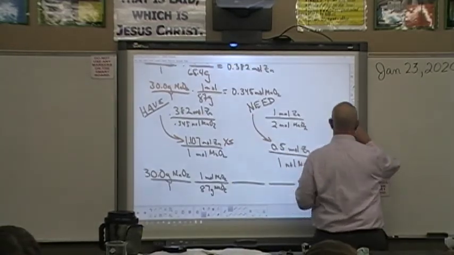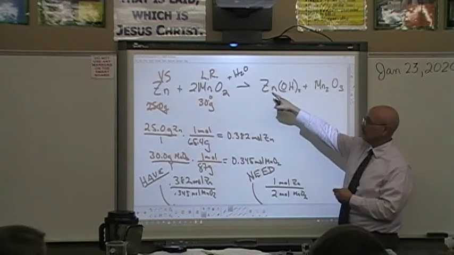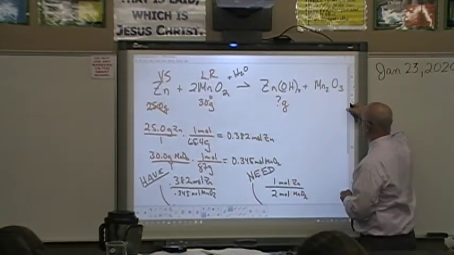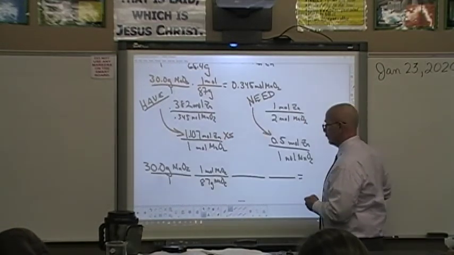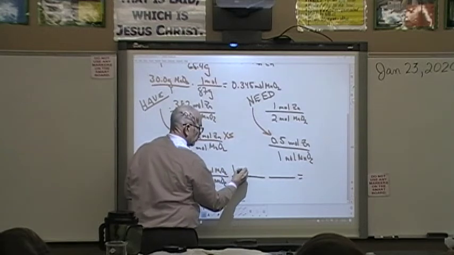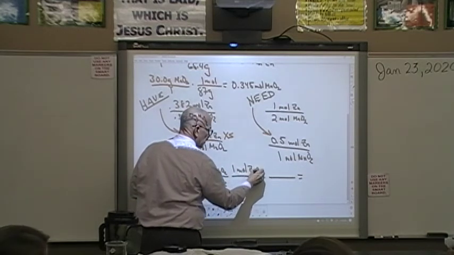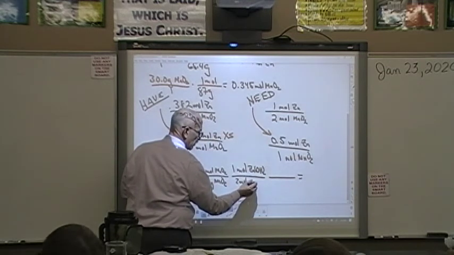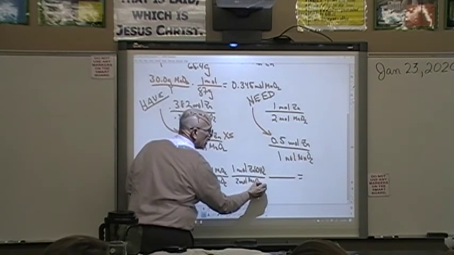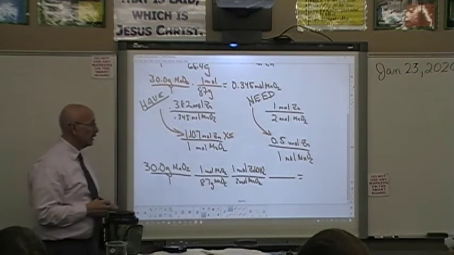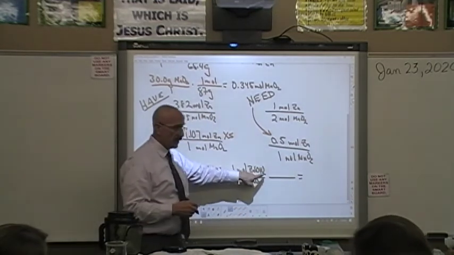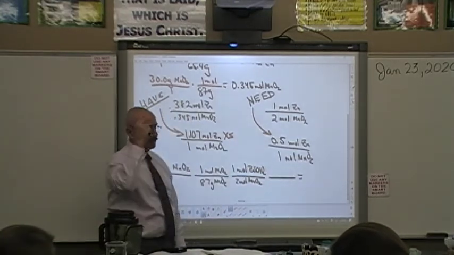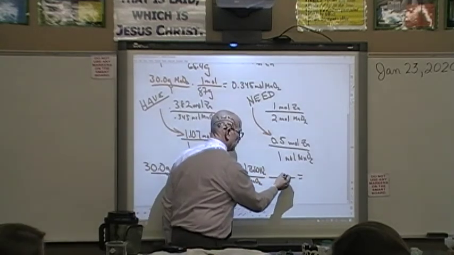Remember, now we're talking about a product. So we haven't even talked about this yet, but it's got a coefficient of 1 to 2. So 1 for the Zn(OH)2. And that goes in the numerator. We're going to produce 1 mole of Zn(OH)2 for every 2 moles of MnO2 that are used up. And then the third step, change the Zn(OH)2 back into grams. We need the molar mass of zinc plus 2 hydrogens plus 2 oxygens. And that'll give us grams.